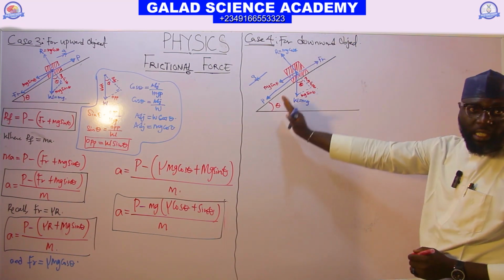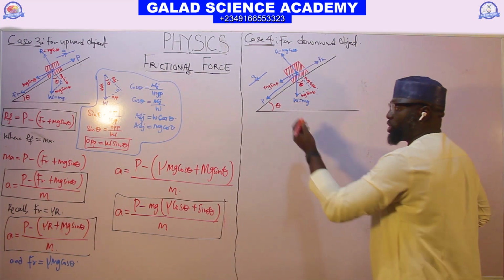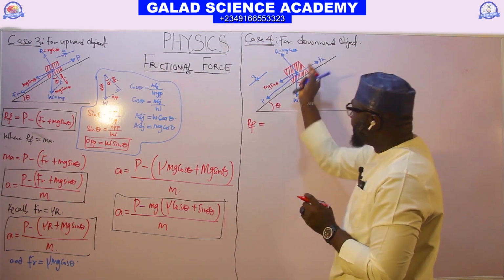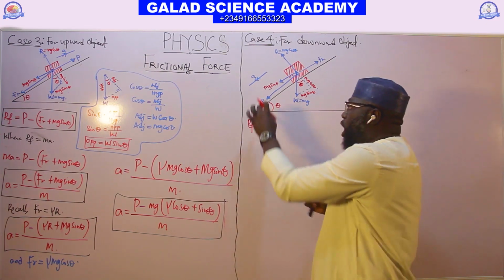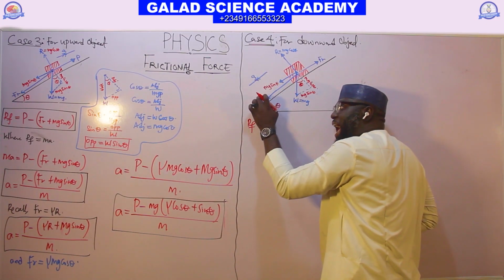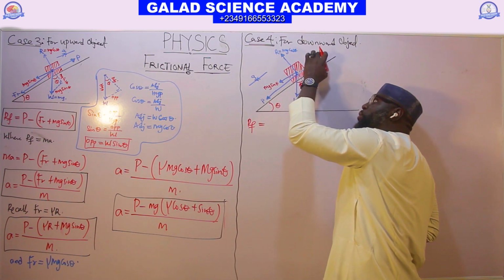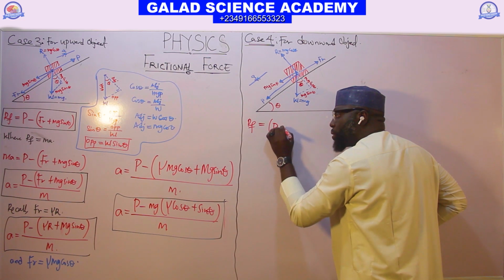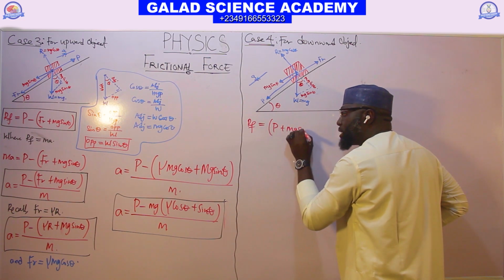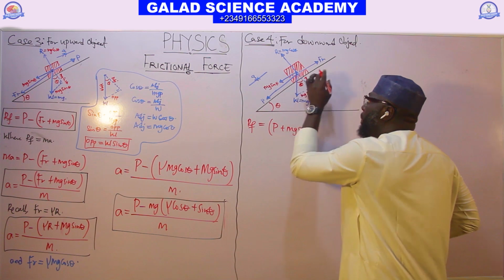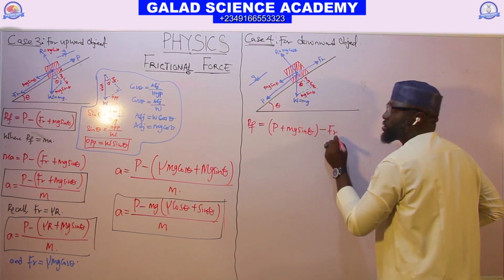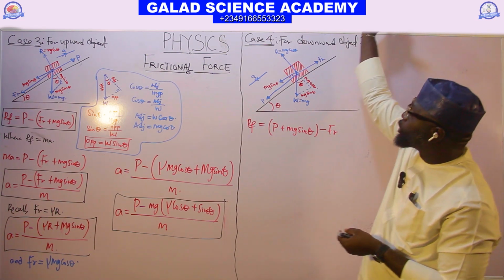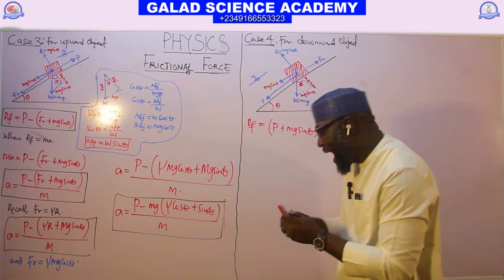But the body is moving downward. What will be our resultant force? Here you can see that the body is moving downward. The sum of mg sin theta and the applied force is more than the frictional force. So you now have applied force plus mg sin theta minus frictional force. This will be the resultant force for every object that is coming down along the inclined plane.